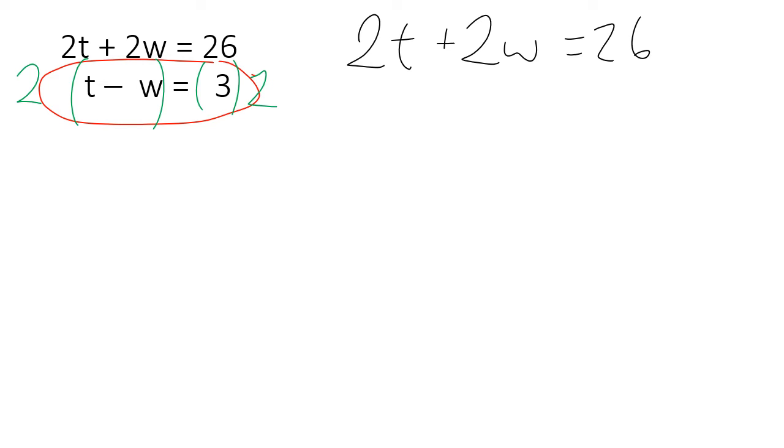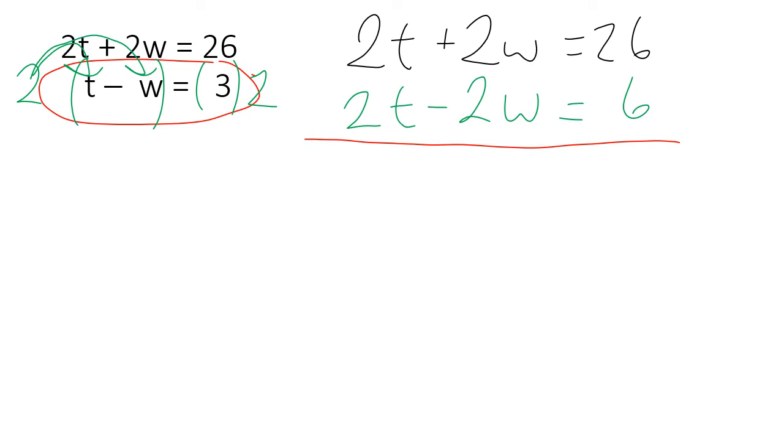So distributing this through, 2 times t is going to be 2t, and then I have 2 times negative w is going to be negative 2w, equals 3 times 2 is 6. And now, all of a sudden, I have a set of equations for a system where I can easily just add. So I'm going to go ahead and do that here.